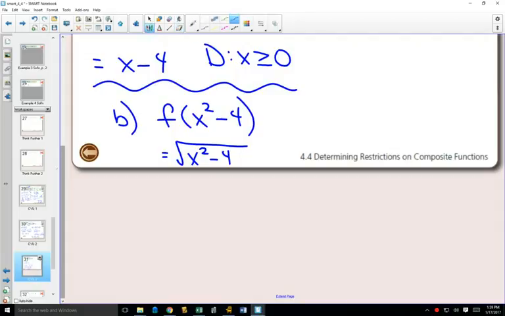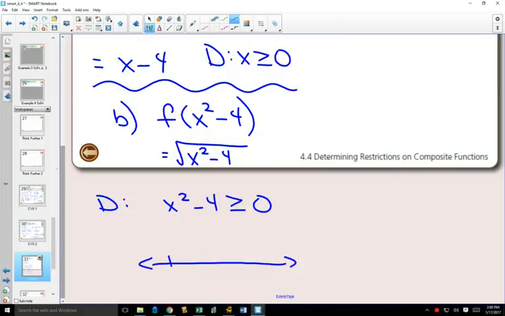And this comes back to the thing that we were doing right from the beginning. What do we know about square roots? We can only take the square root of a positive number. So if I want to figure out the domain, I need x squared minus 4 to be bigger than or equal to 0. Where is it equal to 0? If you factor this, x plus 2, x minus 2, it's equal to 0 at negative 2 and 2.